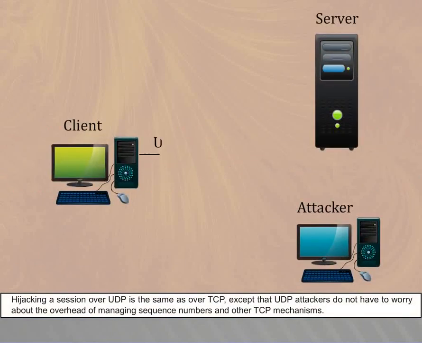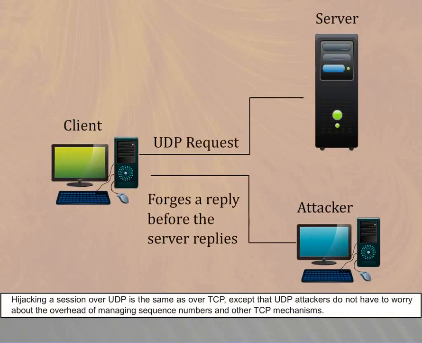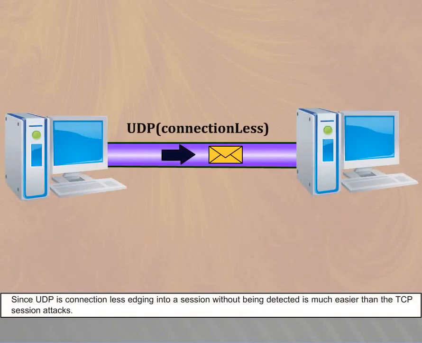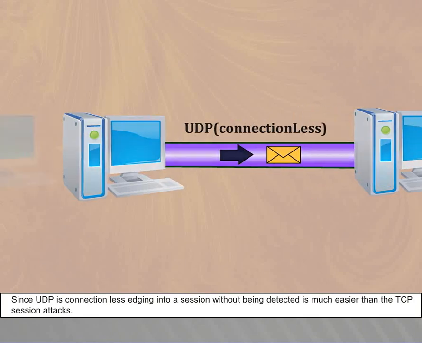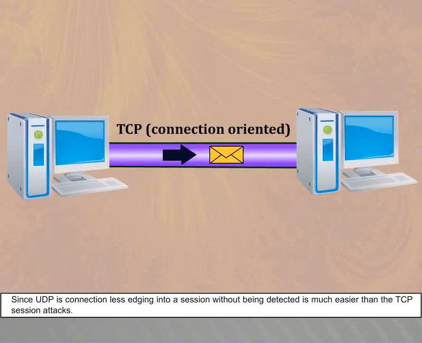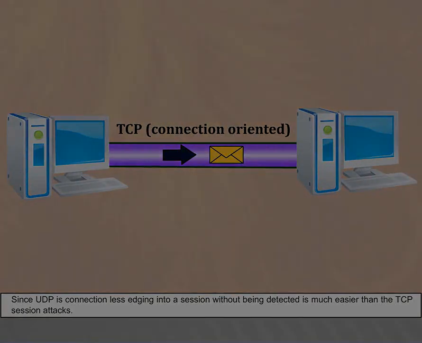Hijacking a session over UDP is the same as over TCP, except that UDP attackers do not have to worry about the overhead of managing sequence numbers and other TCP mechanisms. Since UDP is connectionless, edging into a session without being detected is much easier than with TCP session attacks.